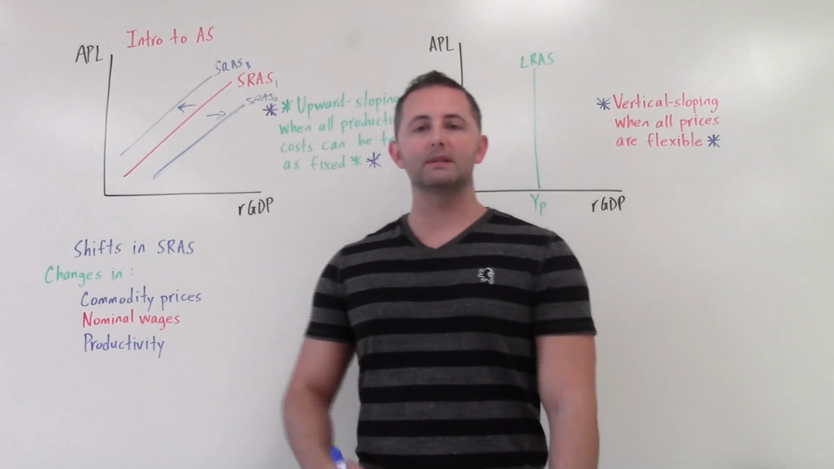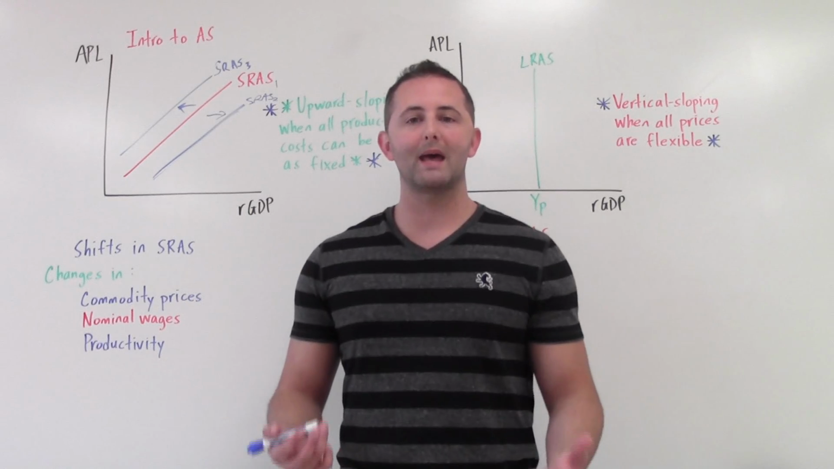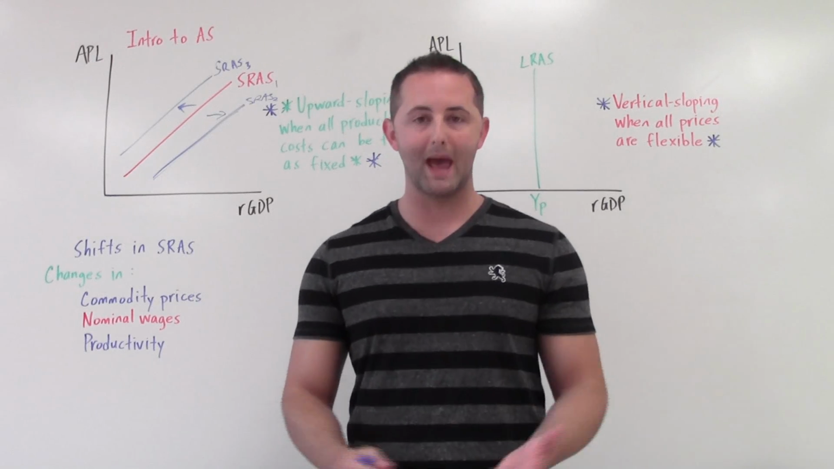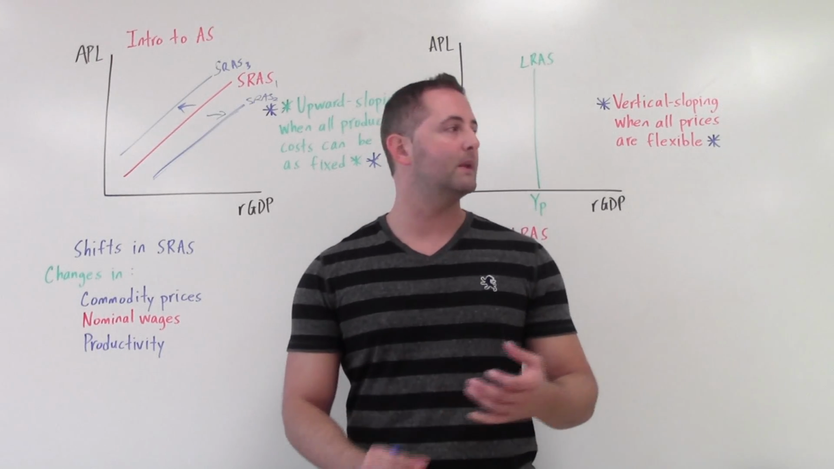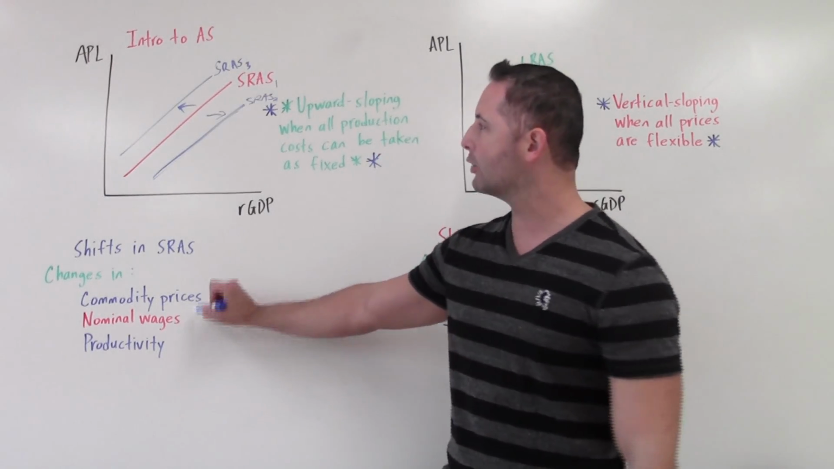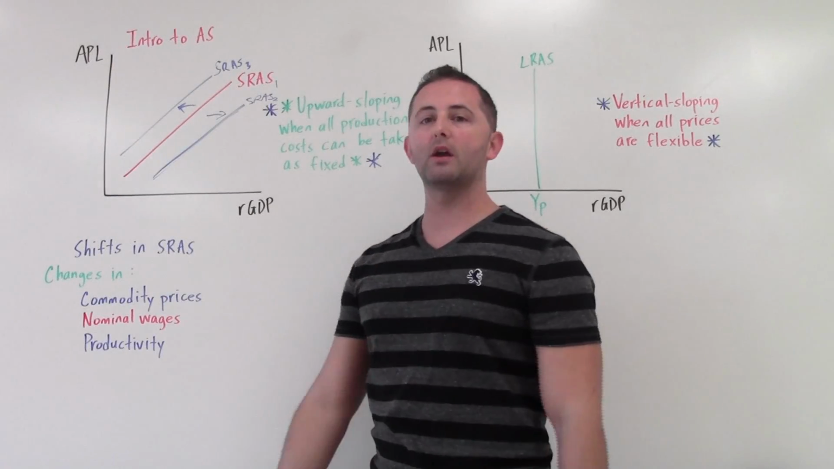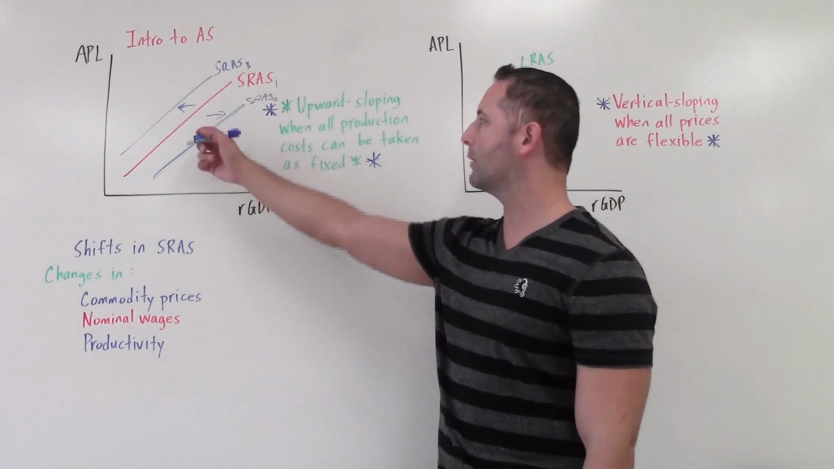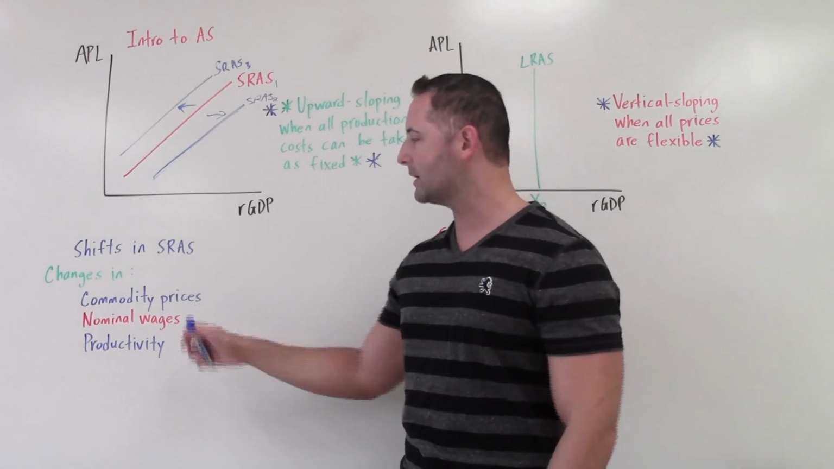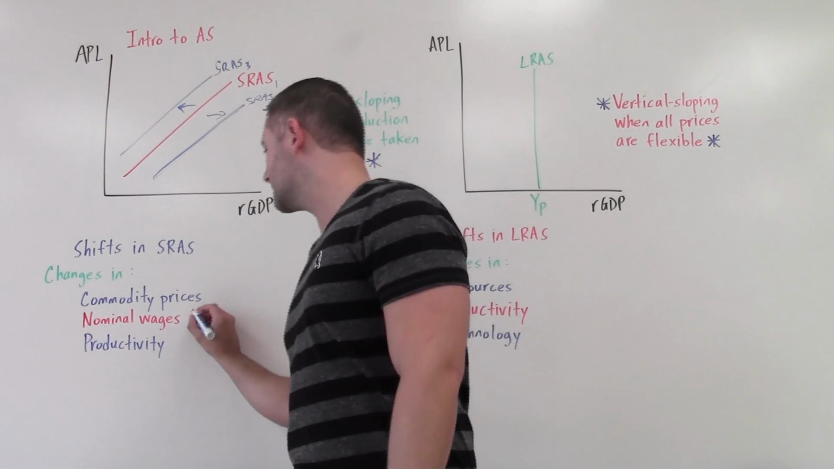Higher nominal wages are not going to allow them to produce as much stuff because they have to pay all of their workers more, so they cannot afford as many workers, or they cannot afford as many of other resources. Regardless, they won't be as productive. So higher wages shift the SRAS left. Lower wages would allow them to hire more workers, so it will shift to the right. We will go over that one especially. This is the big one, is nominal wages.